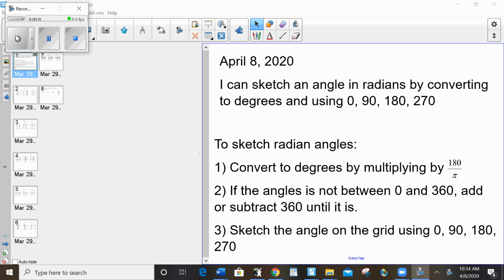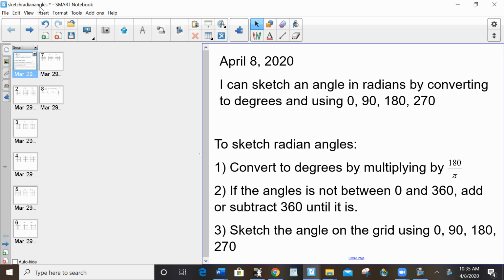Today we are going to sketch an angle in radians by converting to degrees and using 0, 90, 180, 270. This lesson basically takes everything we did in the previous three lessons and puts them together. As long as you understand all those things, it should be pretty simple. So, we have our steps right here to sketch radian angles.